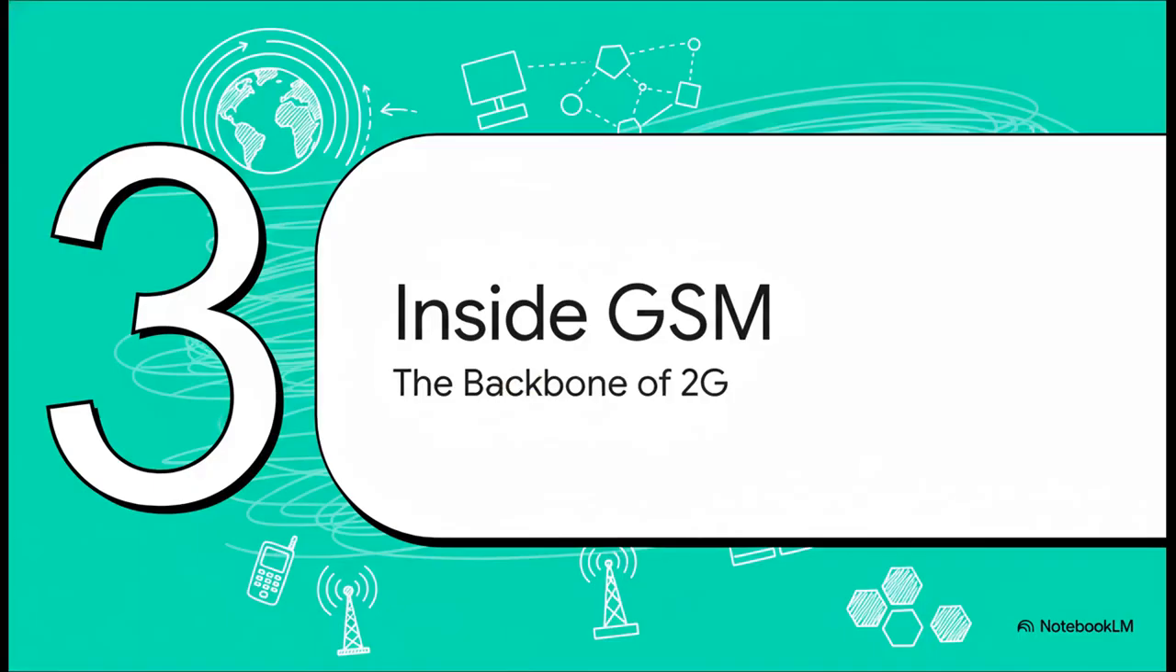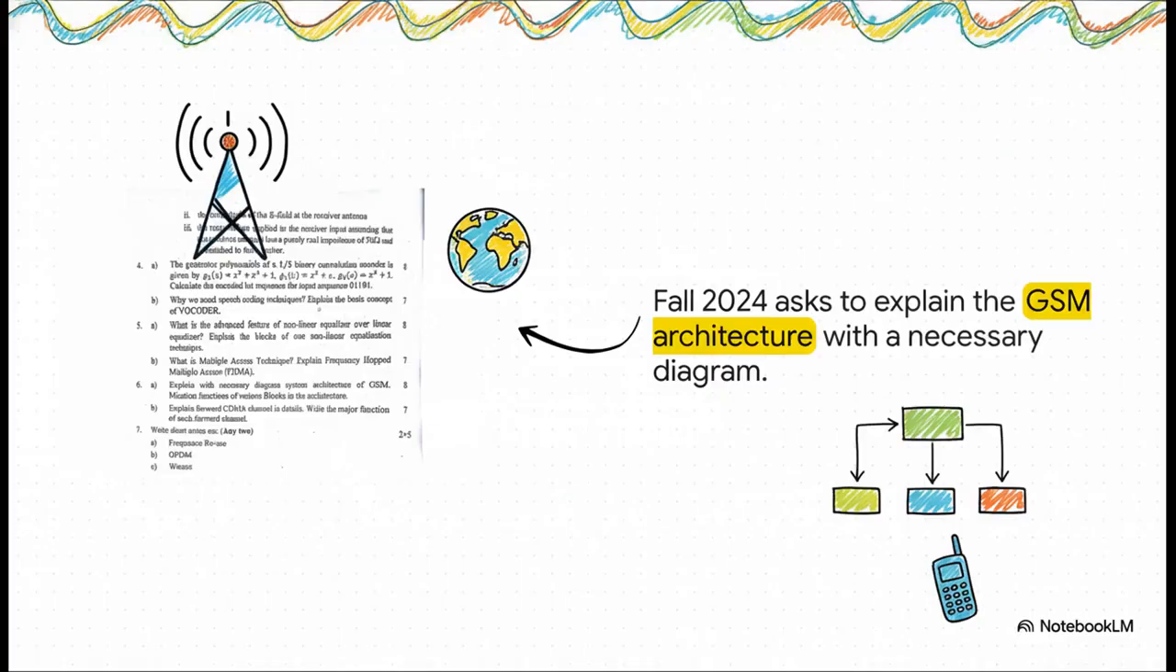All right, moving on to our third greatest hit. Now we're going to dive deep into the most successful 2G standard ever, GSM. And let me tell you, understanding its architecture is absolutely non-negotiable if you want to pass this exam. And here we go. Check out this question from a fall 2024 paper. Question 6a, asking you to explain the GSM system architecture. But here's the key part. Notice it says, with necessary diagram.